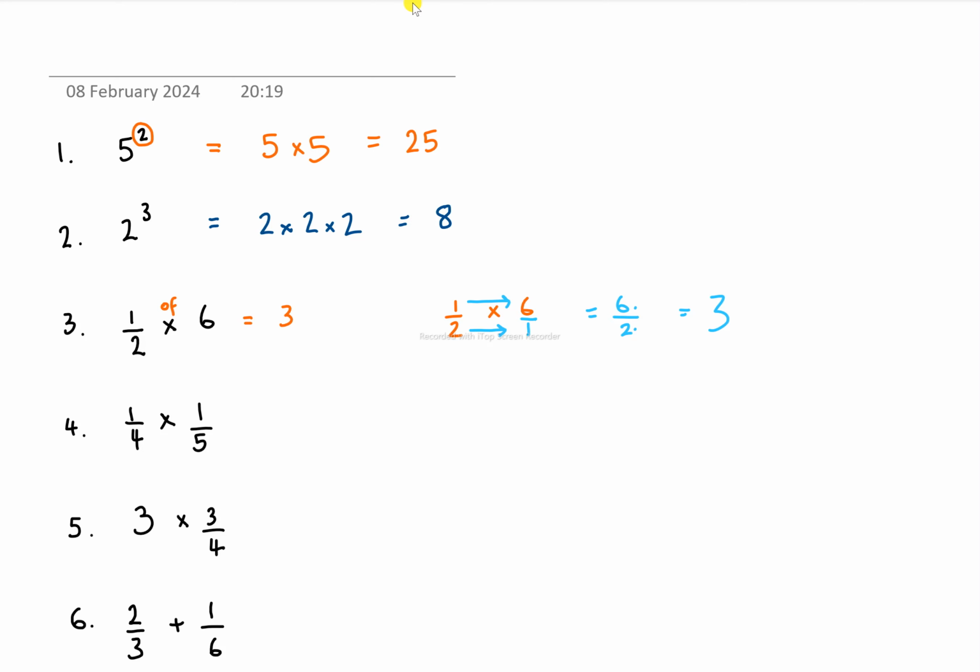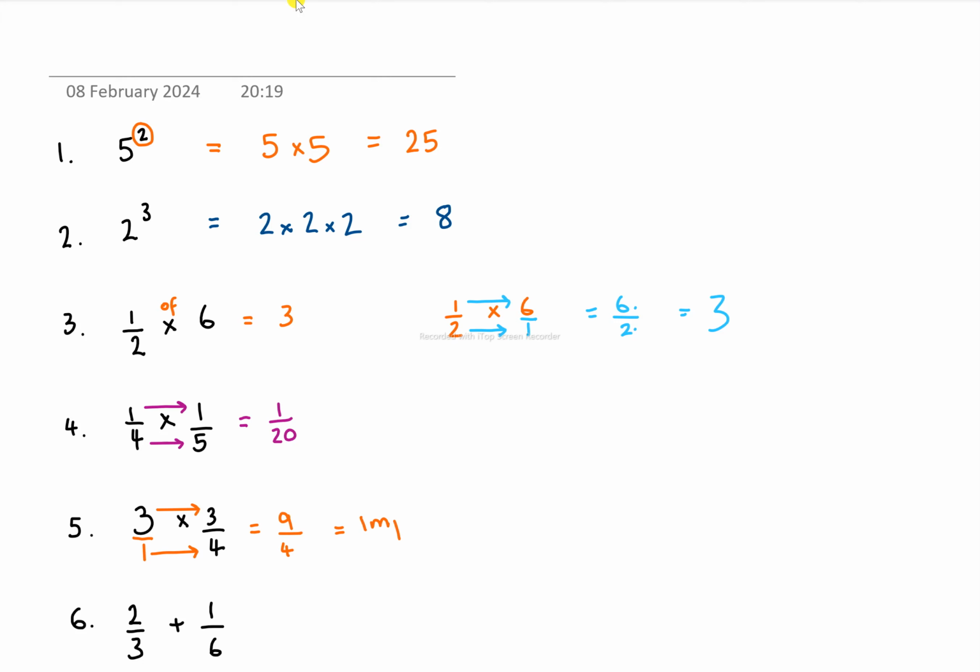Let's try this one. Okay. This is a fraction. Straightforward, no-brainer. 1 times 1 is 1. 4 times 5 is 20. It's 1/20th. Straightforward. Same thing with this question now. 3 is the same as 3 divided by 1. I've now got two fractions. 3 times 3, numerator times numerator, is 9. 1 times 4 is 4. Now I have an improper fraction.